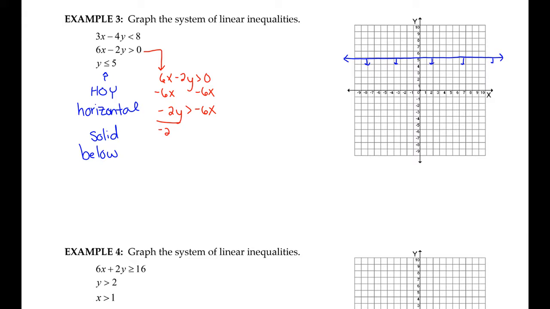Then I'm going to divide both sides by negative 2 in order to get y by itself. Remember that we flipped the inequality sign because we divided by a negative. So I get y is less than 3x. So if I'm looking to graph that, because I don't see a number added onto it, it has a y-intercept of 0. I then have a slope of 3, so I go up 3 over 1, up 3 over 1.